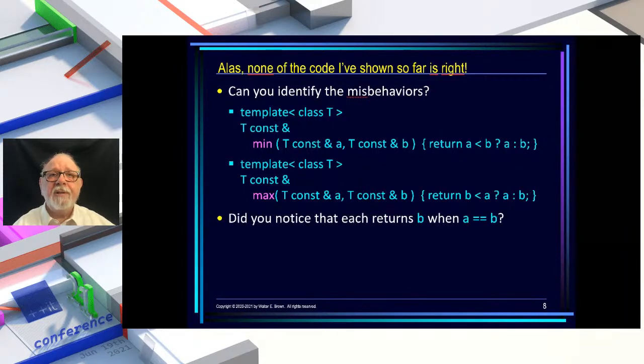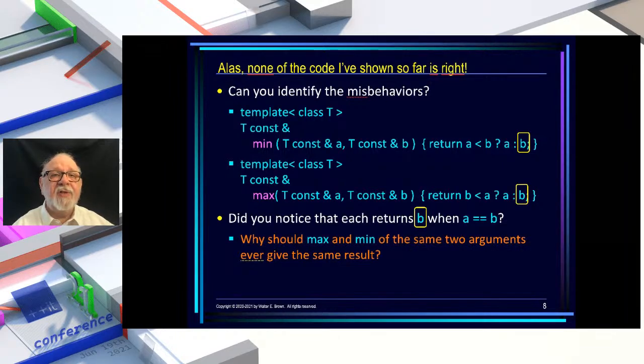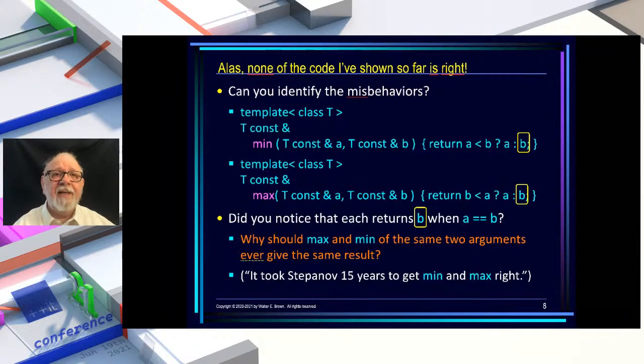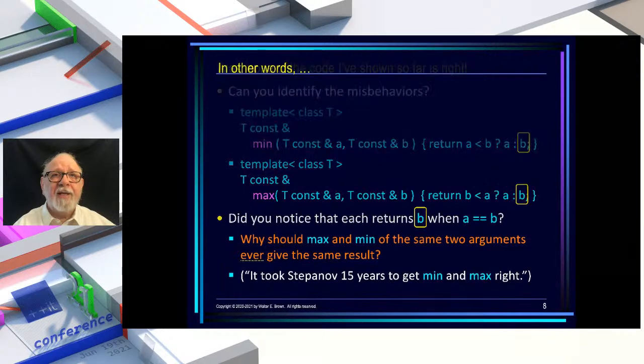Did you notice that each of these two algorithms returns B in the case that A and B are equal? Specifically, this is what I mean. This is troublesome because it does not seem reasonable to me that max and min of the same two arguments should ever give the same result. And by the way, someone noted online that it took Alex Stepanov 15 years to get these algorithms correct. So let's explore that a little bit further.